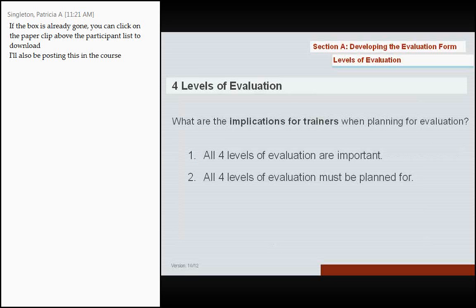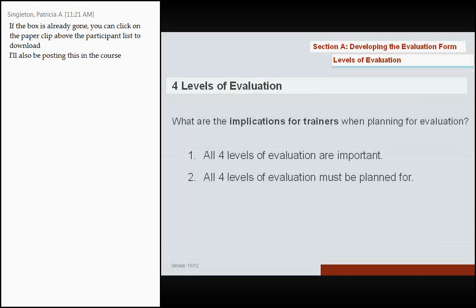So that leads me to this. I'm going to have to change that slide, aren't I? What are the implications for trainers when planning for evaluation? It's critical. All 4 levels of evaluation are important, and when I remember the word I use, critical, they're all important, all right? Is everybody with me on that one? Yes. But as important as the fact that they are important, all 4 levels have to be planned for.